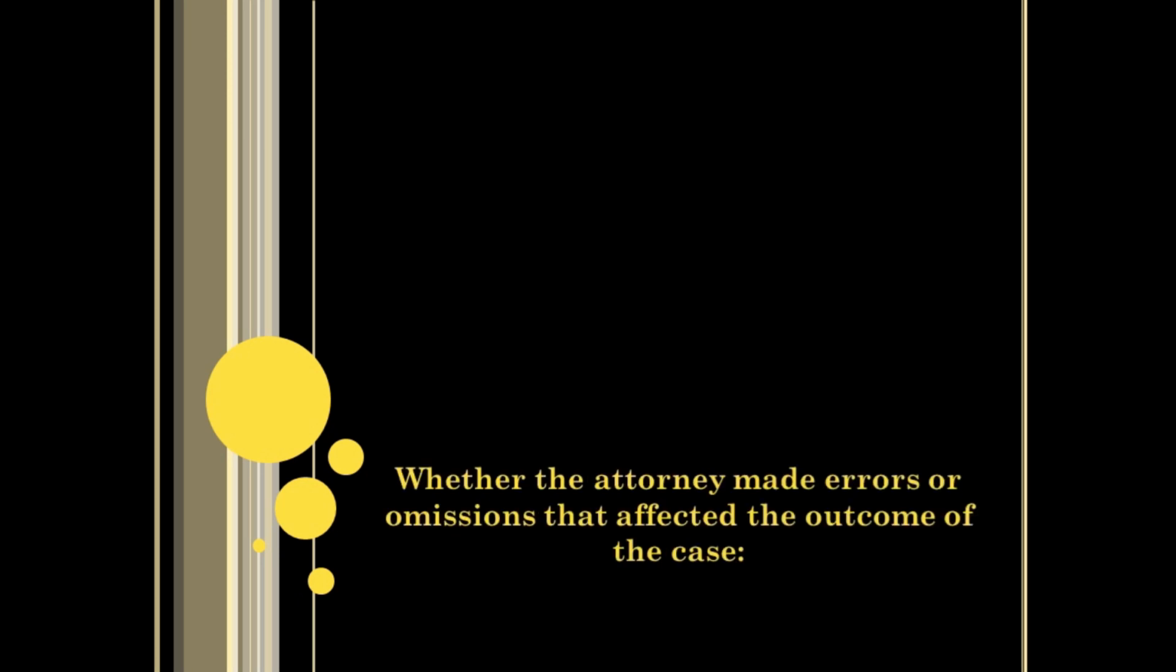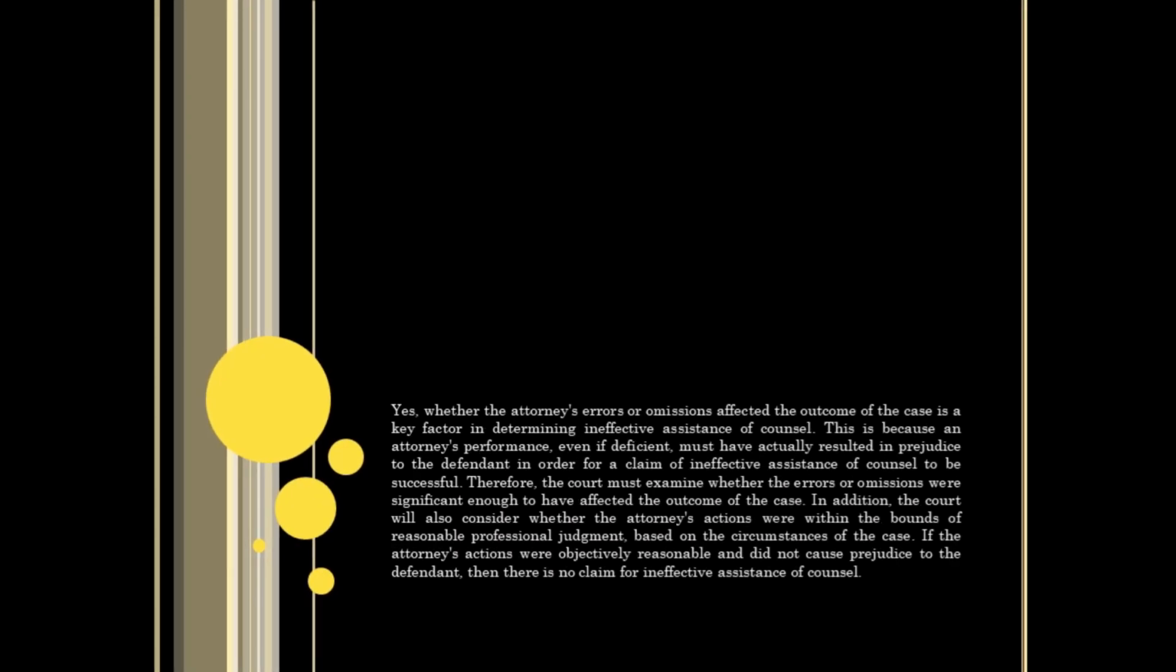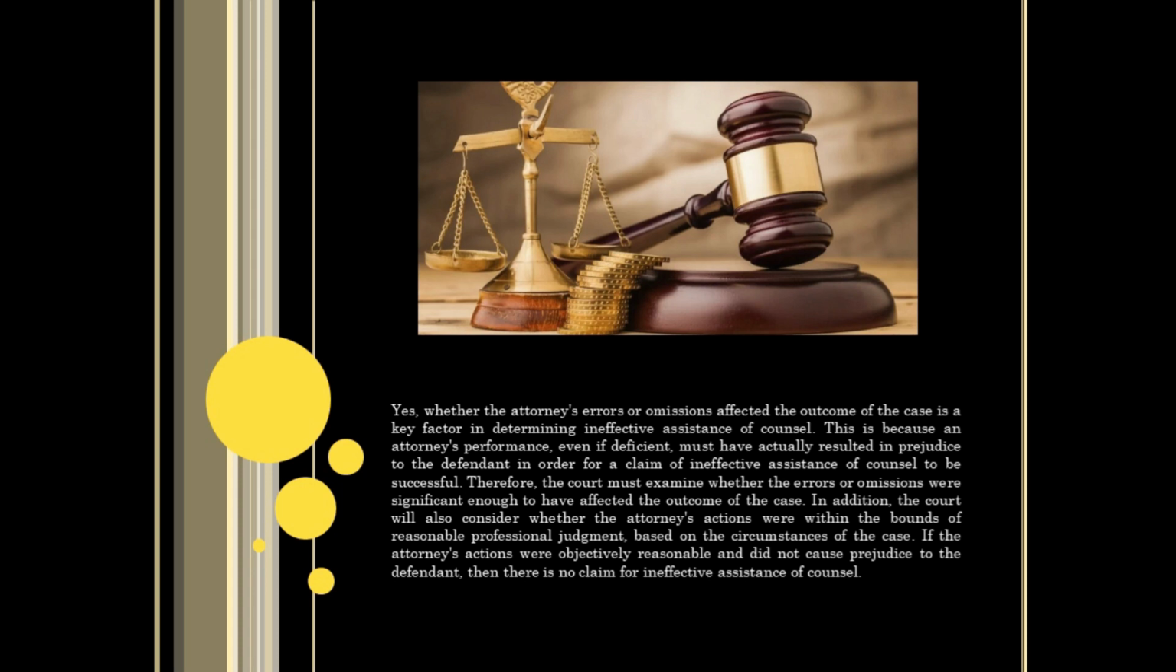Whether the attorney made errors or omissions that affected the outcome of the case. Yes, whether the attorney's errors or omissions affected the outcome of the case is a key factor in determining ineffective assistance of counsel. This is because an attorney's performance, even if deficient, must have actually resulted in prejudice to the defendant in order for a claim of ineffective assistance of counsel to be successful.